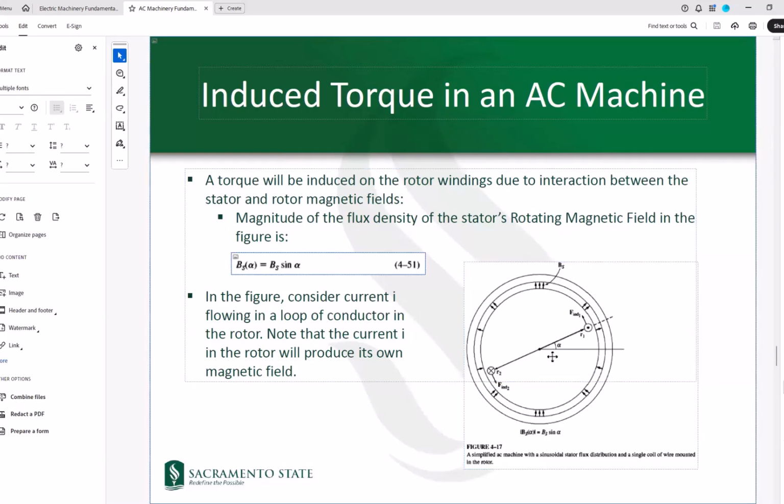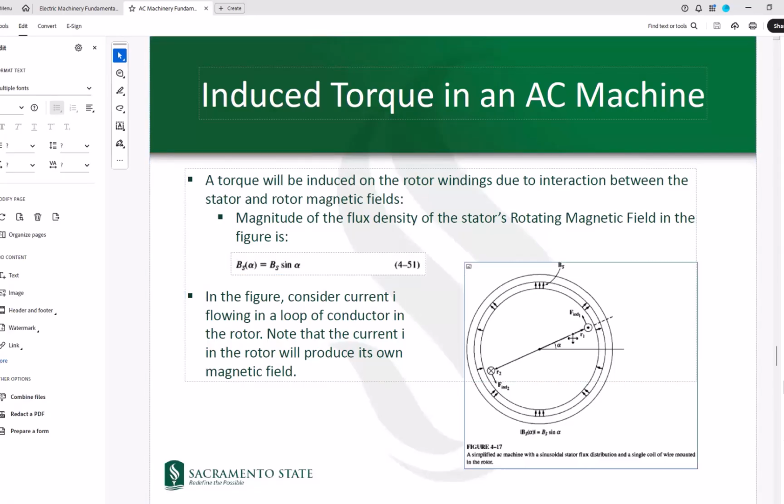Okay, so first, let's talk about the magnetic field. This is how the magnetic field changes with respect to that alpha angle. Here alpha is equal to 0, and then here it becomes maximum, then here it becomes 0, then minimum, and then 0 back, based on equation 4.51. Also, let's assume that you have conductors in the rotor that are carrying a current of I. This current will produce its own magnetic field, right? So we have two fields here.